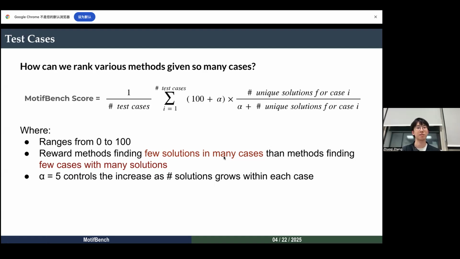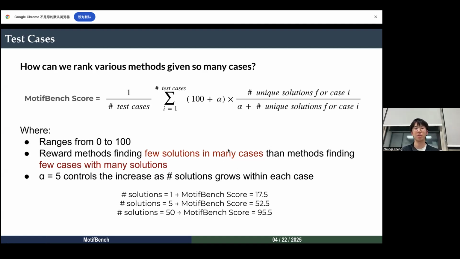And this is done by the control factor of alpha, which controls the increase as the number of solutions grows within each case. So, for example, when we have the solutions equal to 1, we have a MotifBench score of 17.5. And if we have 5 solutions, we have a score of 52.5. And then if we already have 50 solutions out of 100, we already have a score of approximately 100, which is the perfect status.